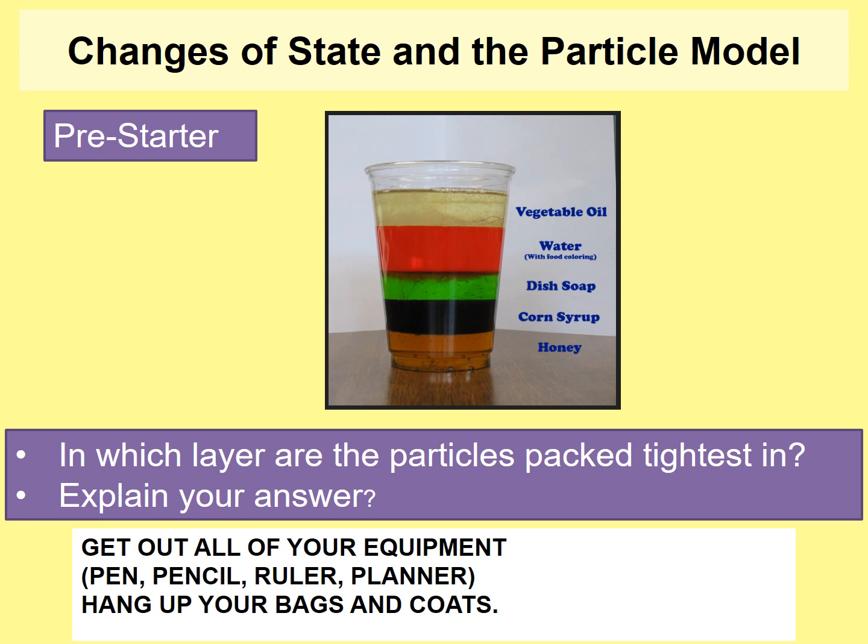As our pre-starter, I want to have a look at this cup here with some vegetable oil, some water, some dish soap, corn syrup and honey, and what I want you to look at is which layer in that cup do you think the particles are packed the tightest in? And then I want you to try and explain your answer. So why have you gone for that one? I'll give you 1 minute. Off you go.